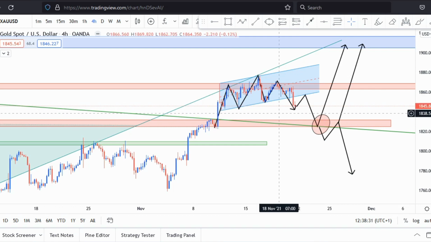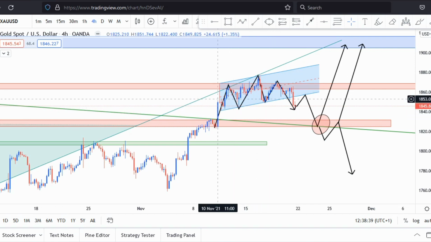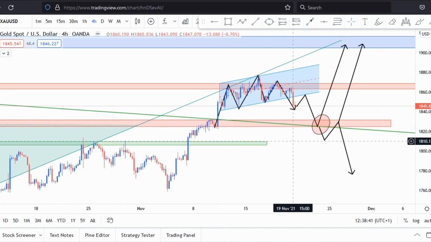You just have to be very patient and always remember to have very good risk management and always apply a stop loss as well. And next, I'll be talking about Euro USD.